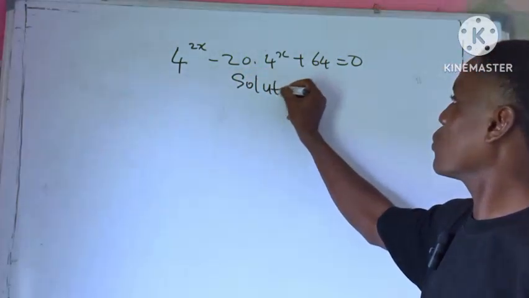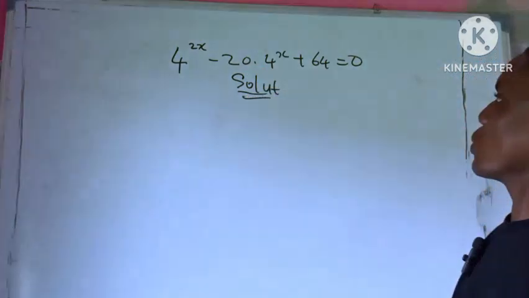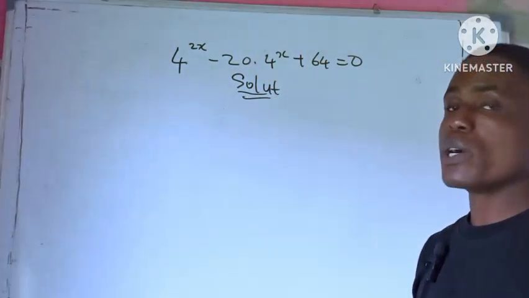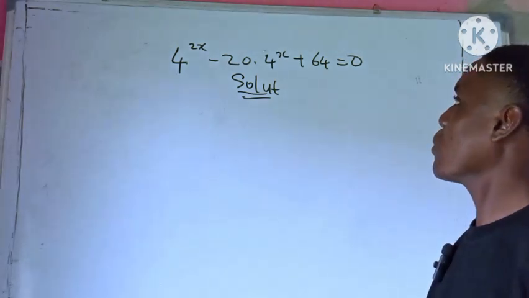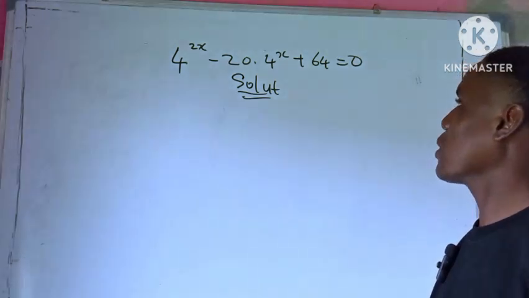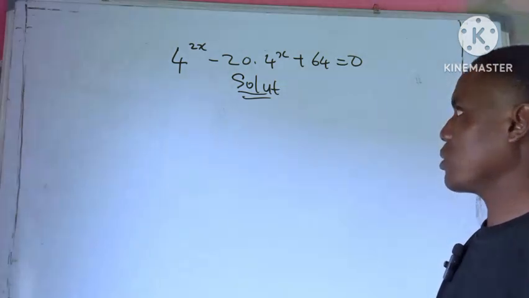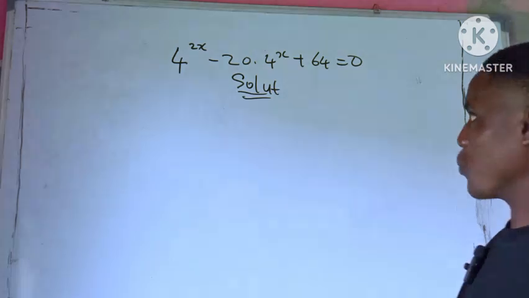Let's solve this exponential equation. Solution. So we are given 4 raised to the power 2x minus 20 multiplied by 4 raised to the power x plus 64 equal to 0.